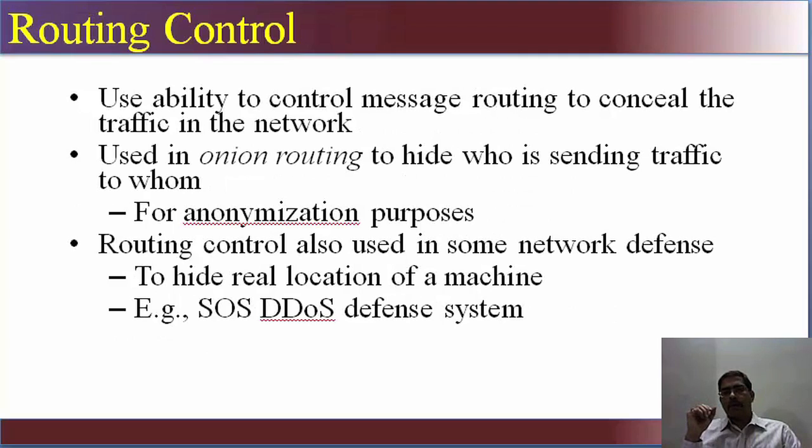Continuing with routing control, it uses the ability to control message routing to conceal the traffic in the network. It is used in onion routing to hide who is sending the traffic and to whom. This is used for anonymization purposes. Routing control is also used in network defense to hide the real location of the machine. Example, in the SOS DDoS defense system. Here a term onion routing is used.